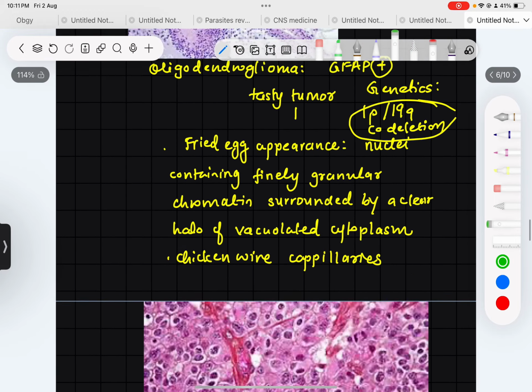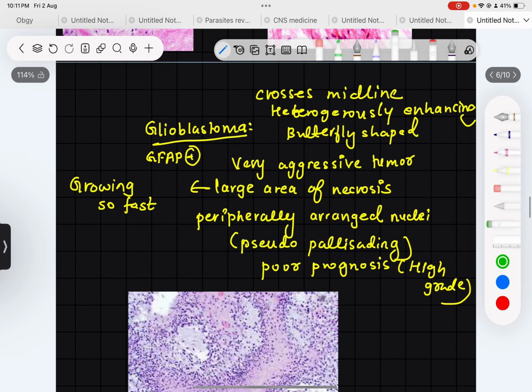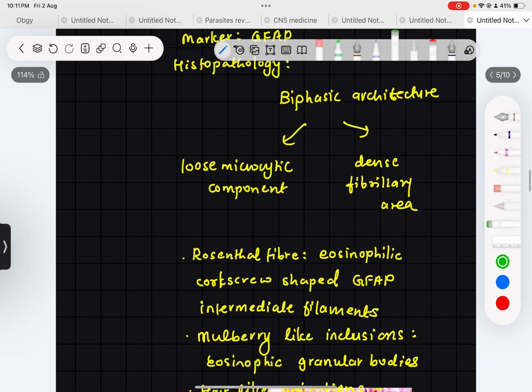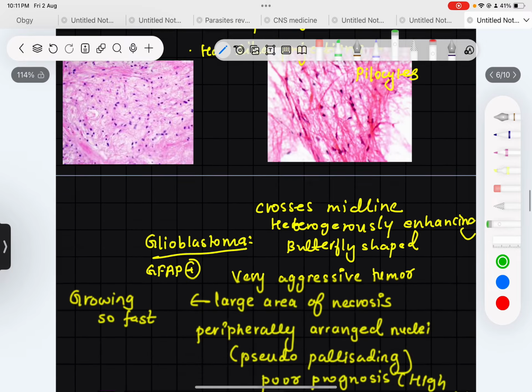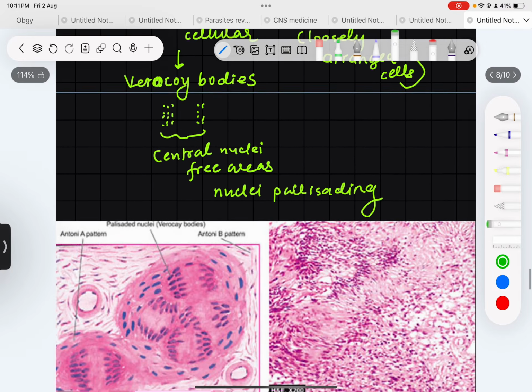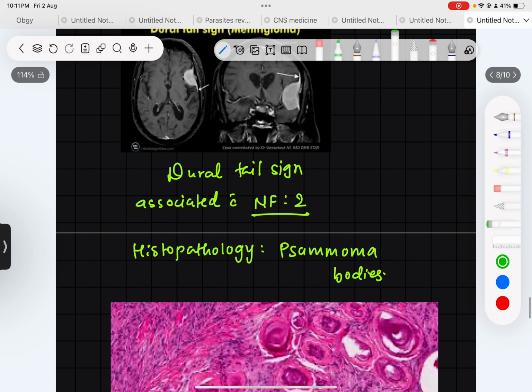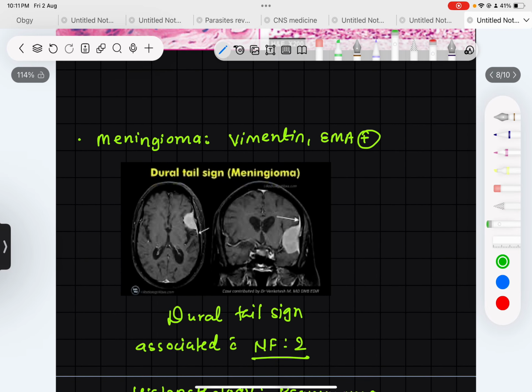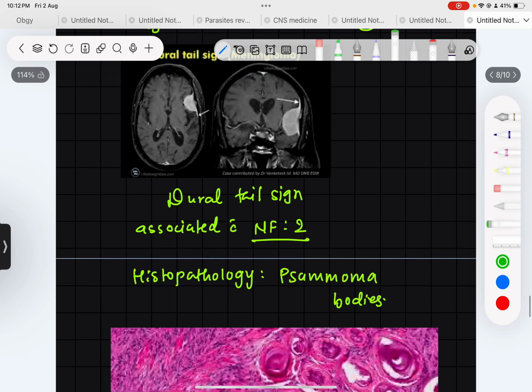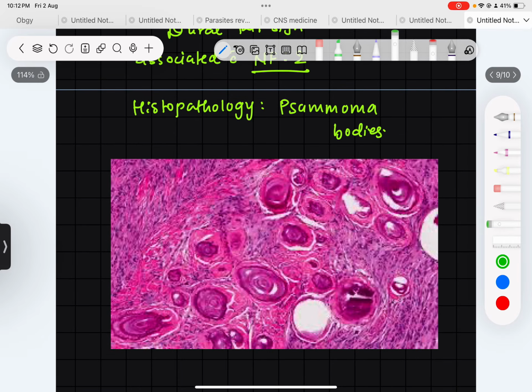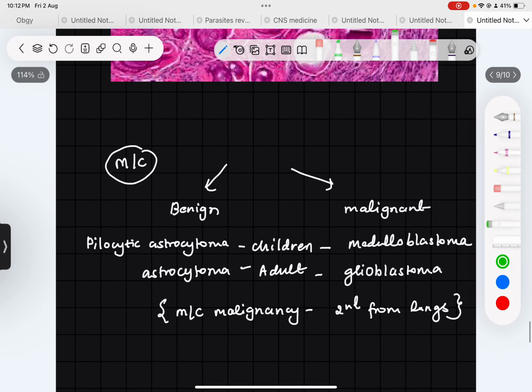So schwannoma, oligodendroglioma, glioblastoma, pilocytic astrocytoma, and ependymoma are all glial cell tumors, and they have very typical appearances that we have to remember. And the last one is of the meninges. So meningioma has vimentin and EMA positivity and is associated with neurofibromatosis too. In gross appearance you can see the dural tail sign, and in histopathology you can see a whorl like pattern, which is psammoma bodies.